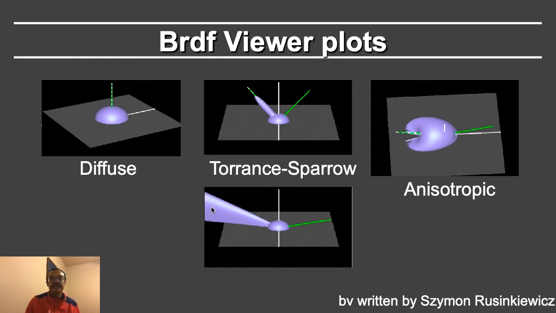These are all examples of what are known as isotropic BRDFs. There is no preferred direction around the surface normal. The surface normal is the only direction on the surface. There's no preferred tangential direction. But you can also have anisotropic BRDFs, which have more interesting shapes.